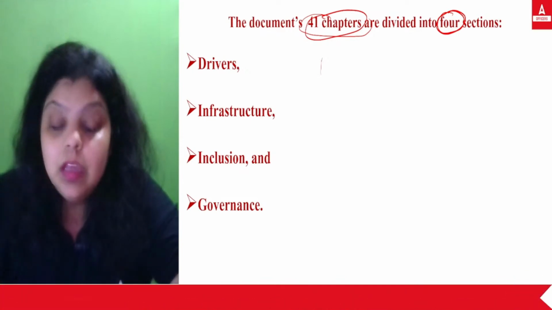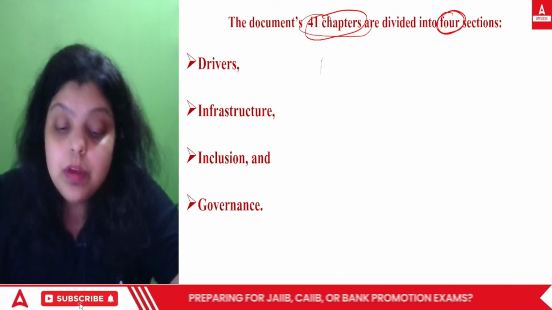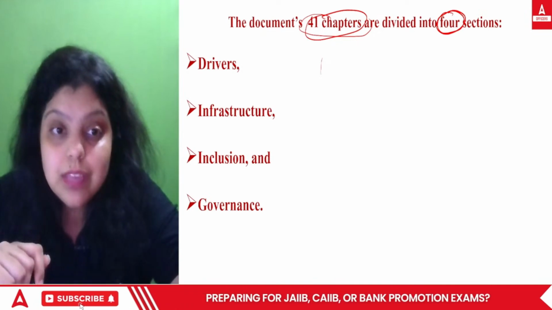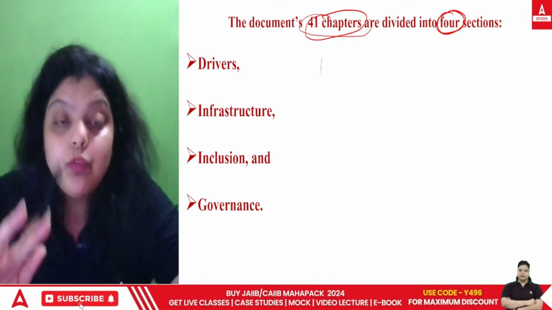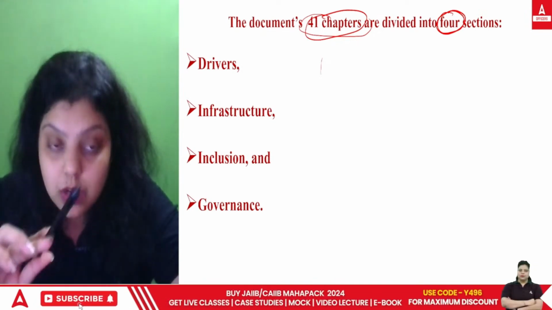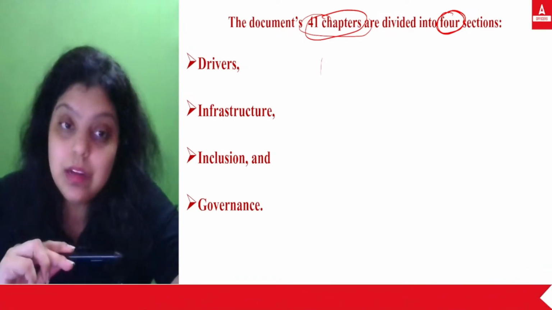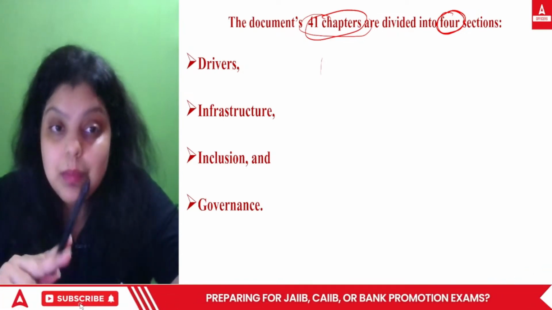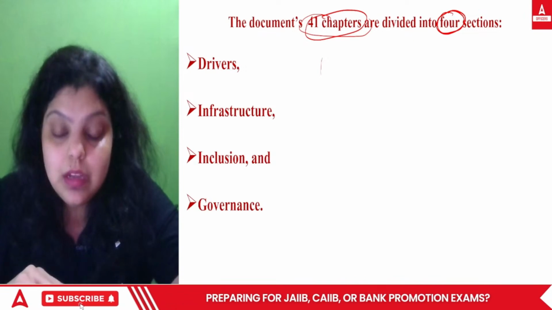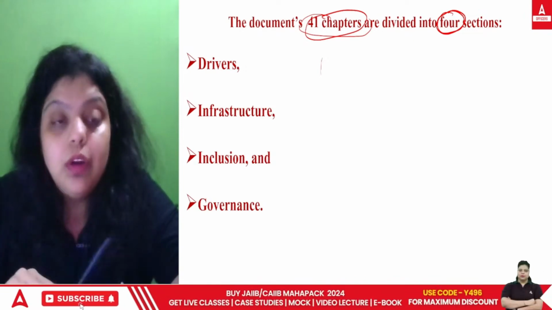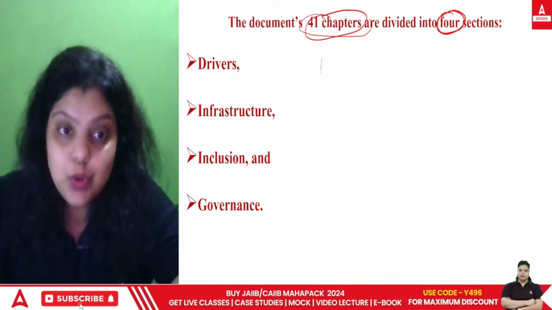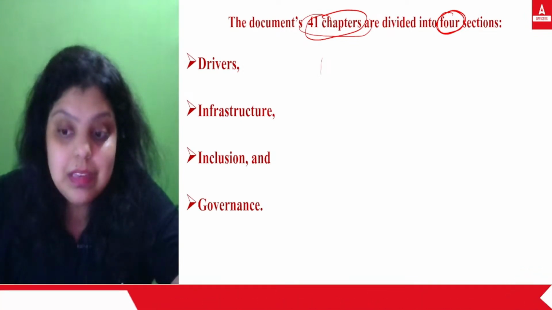It can be asked. So in that particular document, which of the following is not one of the 4 sections? You have to find out which is not from drivers, infrastructure, inclusion, and governance. So this type of question can be asked from the National Strategy for New India by NITI Aayog, and these 4 sections of the document are very important. Questions will be seen.